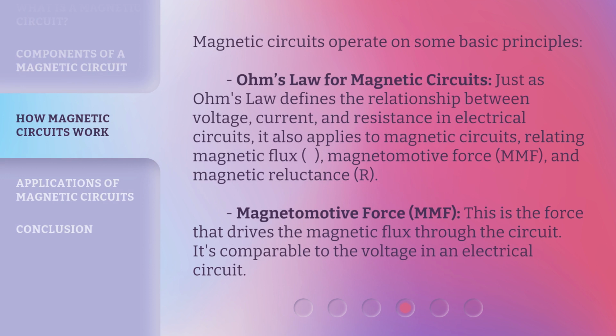Magnetic circuits operate on some basic principles. Ohm's law for magnetic circuits. Just as Ohm's law defines the relationship between voltage, current, and resistance in electrical circuits, it also applies to magnetic circuits, relating magnetic flux, phi, magnetomotive force, mmf, and magnetic reluctance, R. Magnetomotive force, mmf. This is the force that drives the magnetic flux through the circuit. It's comparable to the voltage in an electrical circuit.